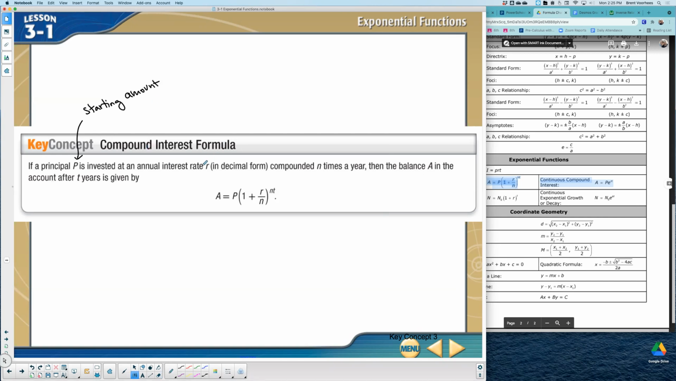And an annual interest rate compounded n times a year, the balance A. The A is the final amount. So that's your final. P is your starting. What did R stand for? The rate. The N is the number of times compounded per year.